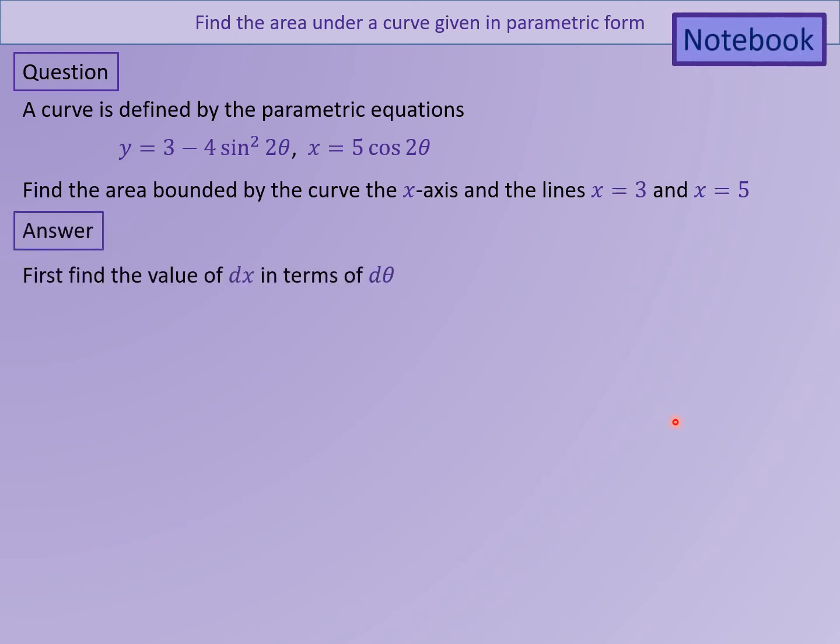Right, so first find the value of dx in terms of d theta, because I want to work out the integral of y d theta. So I'm going to work out dx over d theta. I can do that using my skills of differentiating cos 2 theta. I bring the 2 to the front, cos goes to minus sine, so dx over d theta is minus 10 sine 2 theta. A little bit of rearranging tells me that dx equals minus 10 sine 2 theta d theta.